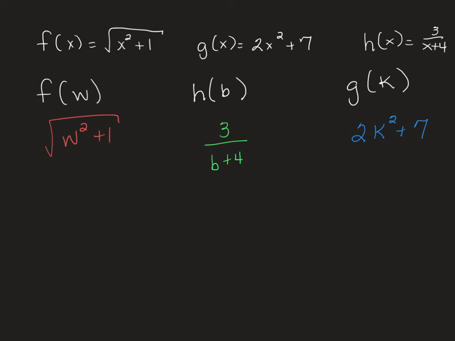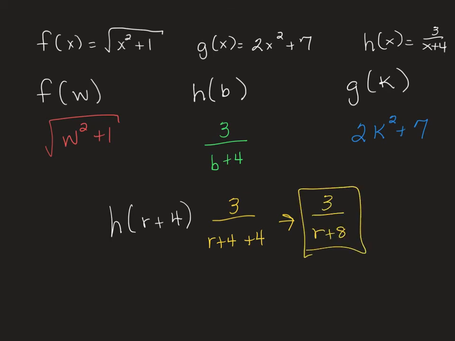Even if I wanted to do, let's say, h of r plus 4. This then becomes 3 over r plus 4 plus 4 again. You tell me this is, sorry, 3 over r plus 8. Done. Simplified as I can get it.